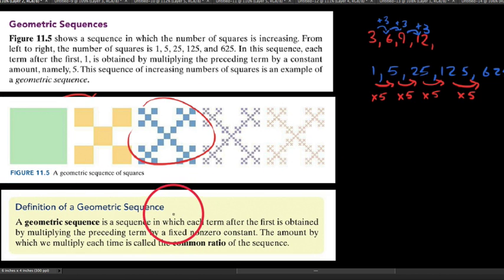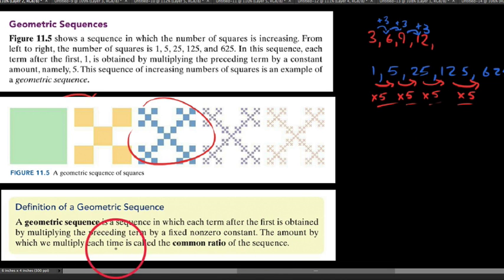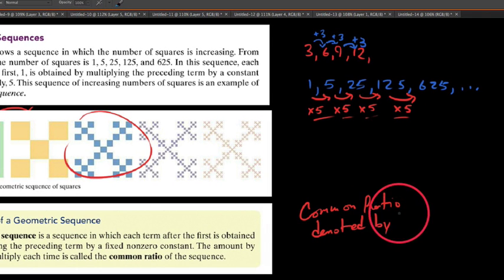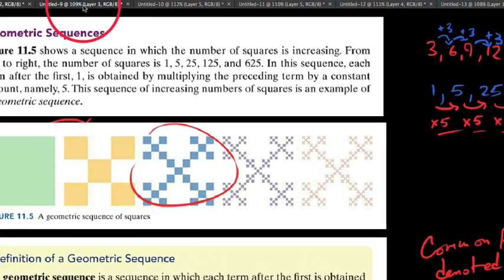So the definition of a geometric sequence is this. We say that a geometric sequence is just a sequence in which each term after the first is obtained by multiplying the preceding term by a fixed non-zero constant. Kind of like we multiplied every preceding term by 5 to get the next term. The amount by which we multiply each time is called the common ratio of the sequence, and the common ratio is denoted by the letter r, kind of like we use d for the common difference when we looked at arithmetic sequences.